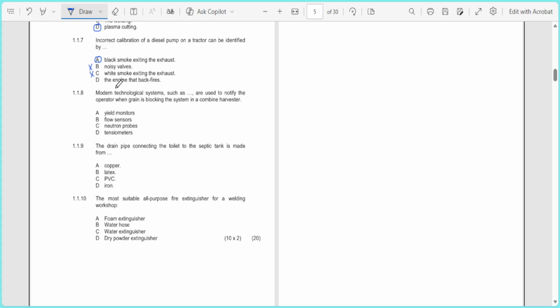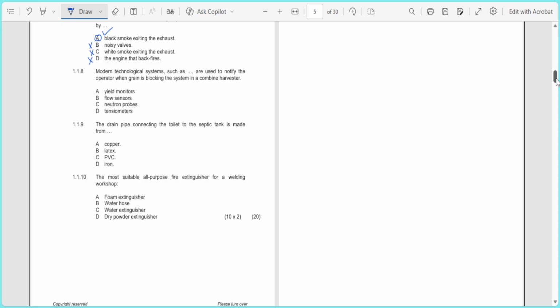What about the engine that backfires? No, this is related to ignition timing, but not fuel pump calibration. So the correct answer should be A in this case. 1.1.8, modern technological systems such as are used to notify the operator when grain is blocking the system in the combine harvester. Okay, interesting question.